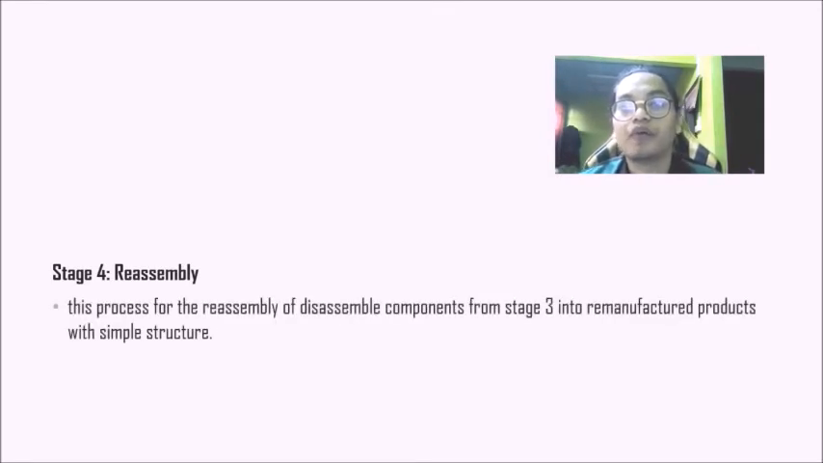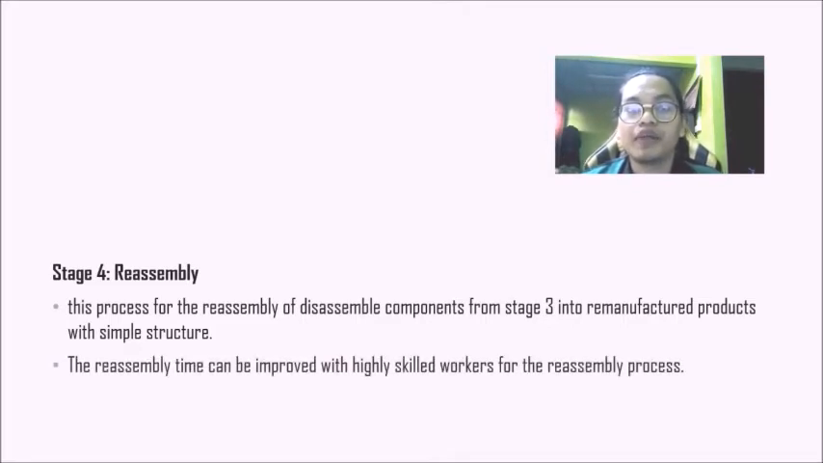Okay, the last stage of the manufacturing process is reassembly. This process is the reassembly of the disassembled components from stage 3 into the remanufactured product with a simple structure. The reassembly time can be improved with highly skilled workers for the reassembly process.